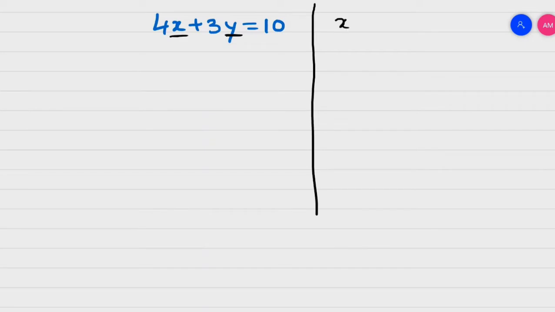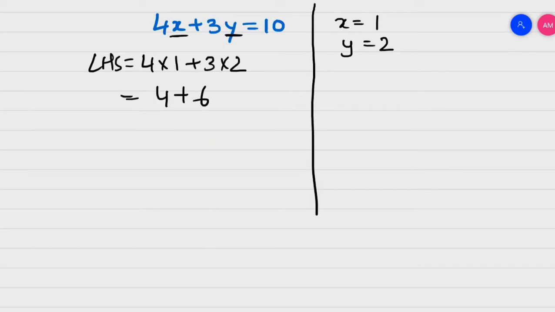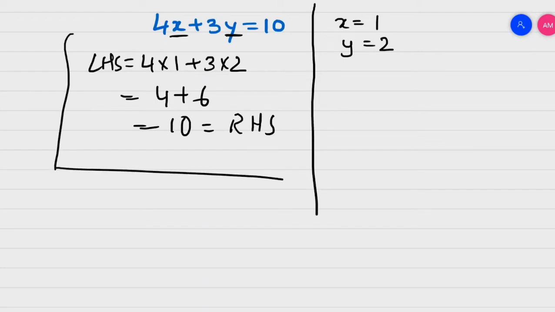Suppose x is equal to 1 and y is equal to 2. Let us think. So it will be equal to 4 into 1, we are talking about LHS, 4 into 1 plus 3 into 2. So 4 plus 6 is equal to 10, and this is equal to RHS. By trial and error method, we could succeed in the first attempt only. That means you can take x equal to 1 and y equal to 2.